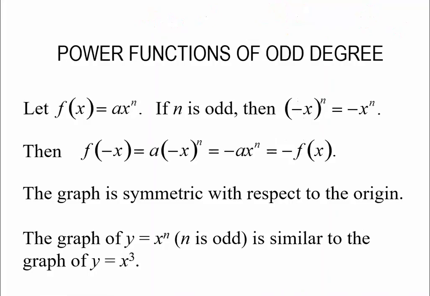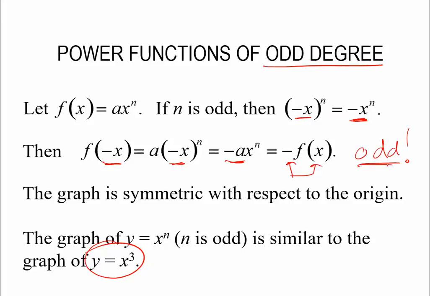Next, what happens if it's an odd degree? What happens if it's something like y is equal to x to the 3rd? Well, if you were to plug in a negative and take an odd power, you're going to wind up with a negative in front. So plugging it in as a function itself, taking an odd power leaves you with a negation of the function itself. This means this is an odd function, and odd functions have symmetry with respect to the origin.